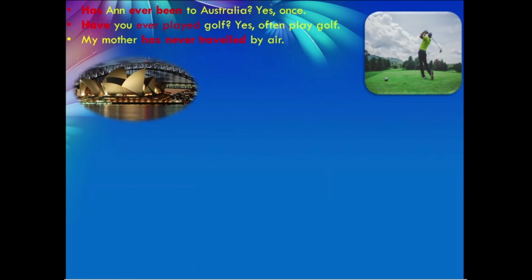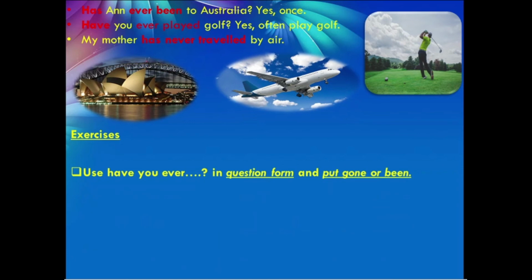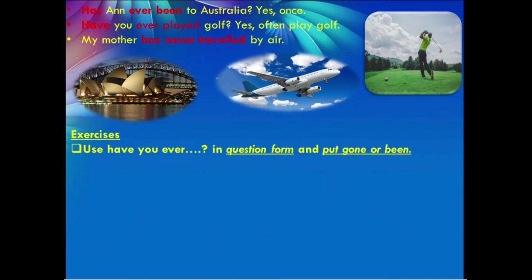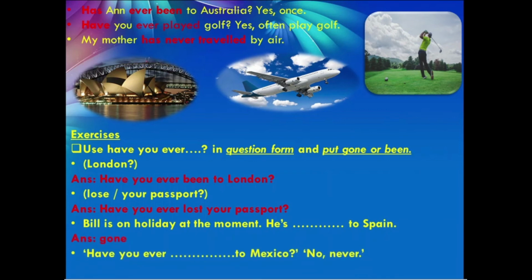My mother has never traveled by air. A few things here again. Let us try using have you ever in question form and put gone or been. London: have you ever been to London? Anytime, have you been to London? Lose your passport: have you ever lost your passport? Bill is on holiday at the moment. So gone is what you have to use in this. Have you ever? So the answer is been.